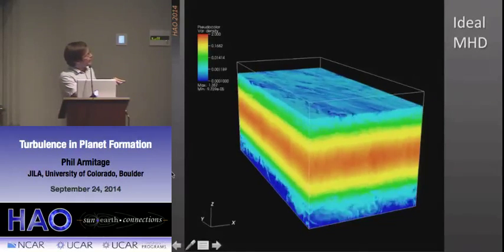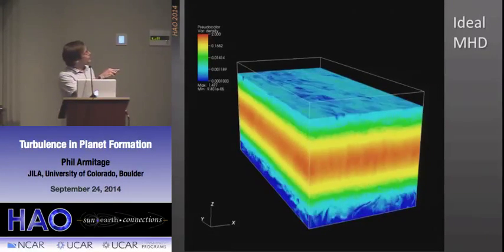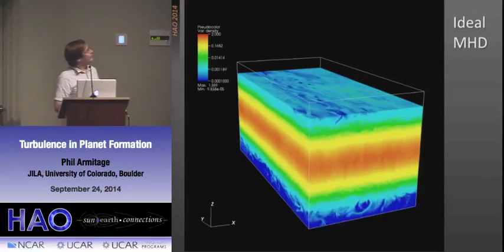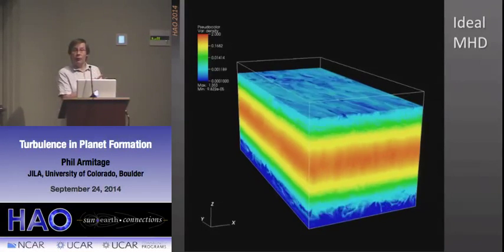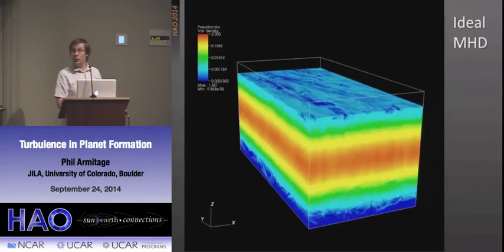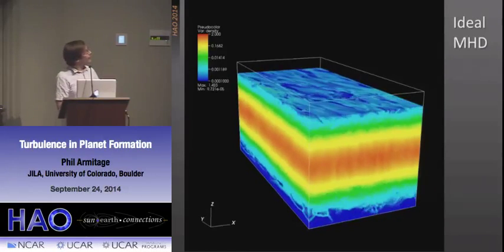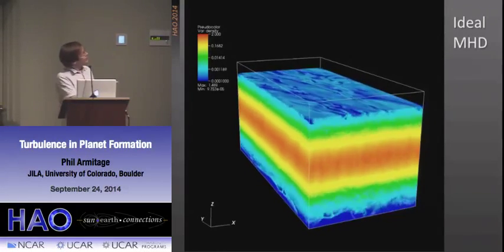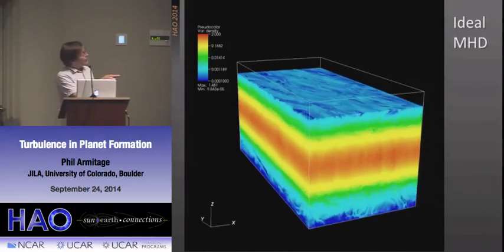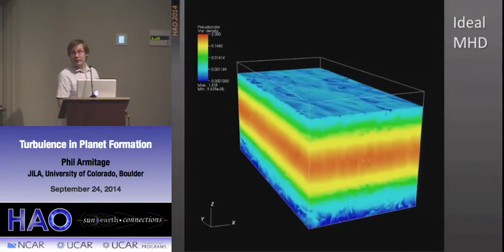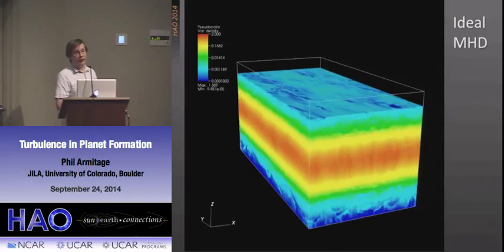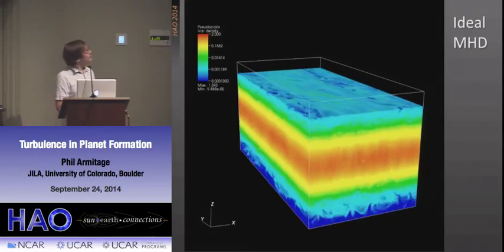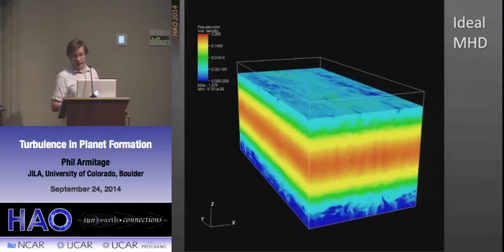This would be the radial direction. This is the azimuthal direction. Here's the vertical direction. And what you see here is that if you start with one of these domains, just initialized with a weak vertical magnetic field, and let it go, it develops into this turbulent state. And what you mostly see here is just density waves bouncing around in the midplane of the disk. Okay, so that's what it looks like in ideal MHD.